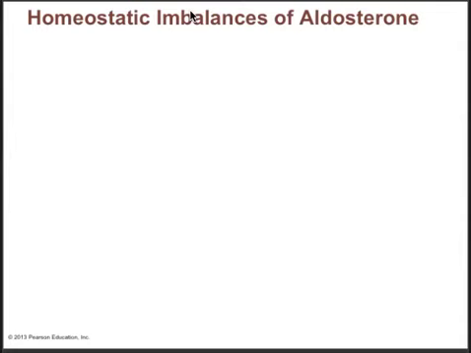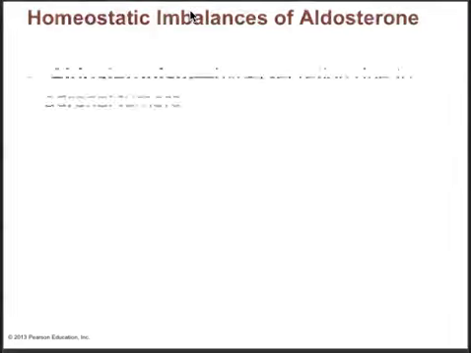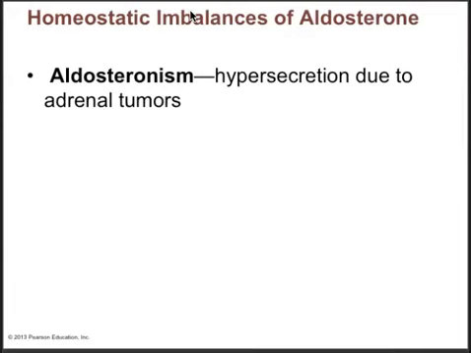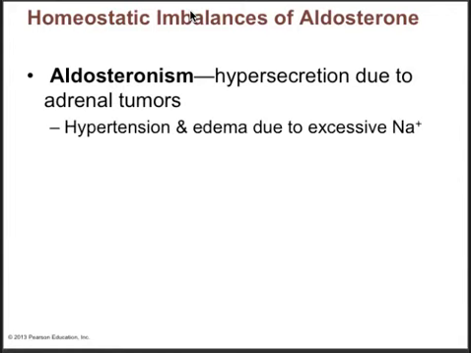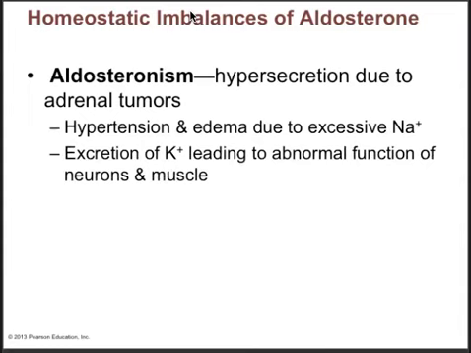Okay, as with any endocrine organ, you can have imbalances, and homeostatic imbalances of aldosterone can be due to either hyper- or hyposecretion. Hypersecretion is often due to tumor formation on the organ and results in hypertension and edema because of excessive sodium retention, and that in turn leads to excessive water retention. Excretion of potassium can also lead to abnormal functions of neuron and muscle. Remember that potassium and sodium are critical in maintaining membrane potential.